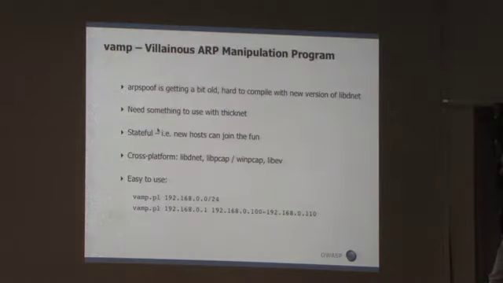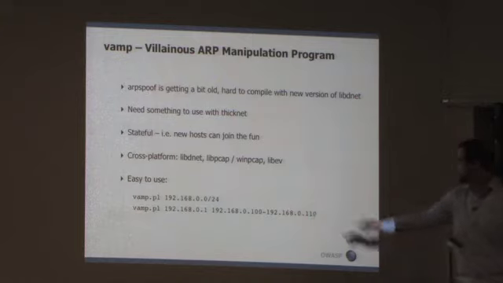What we're doing with VAMP, the only reason I wrote VAMP is because ARP spoof's a little old. We needed something to use with thicknet. It's in Perl. You can open it up, look at it. It's pretty basic stuff. But it's neat in that it's stateful, and it takes arguments. Like, notice this down here. You're saying, I want to poison everybody that is ever on the network that's between 0.100 and 0.110. So it'll keep state on that.